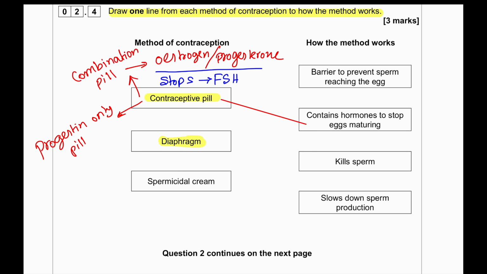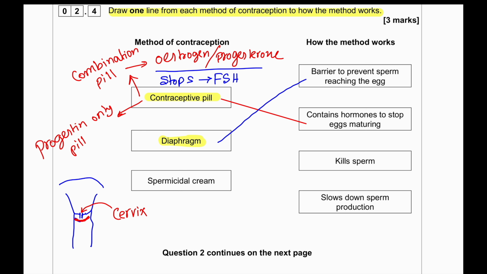Diaphragm is a form of barrier method. So this is acting like a barrier to prevent the sperm from reaching the egg. If we look at the uterus, it has an entry point at the cervix and then the vagina. So usually the diaphragm cup is placed right in front of the cervix. This is the cervix. This entry point is the cervix. So the diaphragm is acting as a barrier to prevent the sperm from reaching the egg.